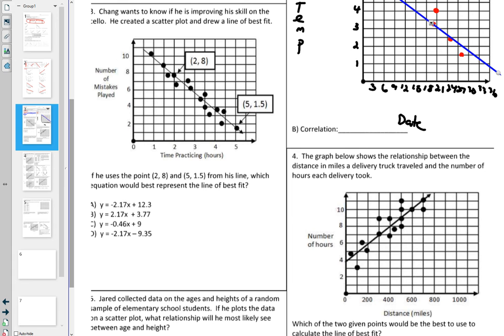Yeah, the slope. So this would be 8 minus 1.5 over 2 minus 5, which is 6.5 over -3. 6.5 divided by -3 gives me -2.166. So it's either going to be, well, I already knew the slope was going to be negative, but now I know that it can't be C and it can't be B.